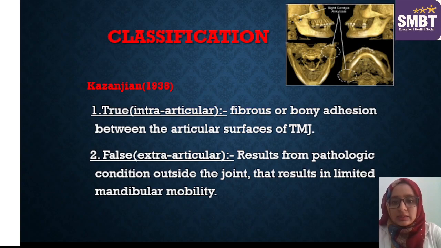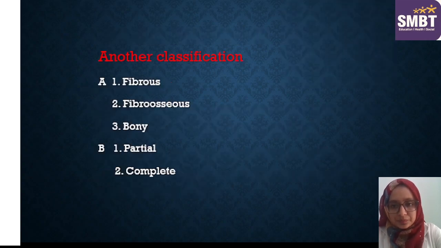Kazanjian in 1938 classified ankylosis into two parts, that is true and false. True is also known as intra-articular, which means a fibrous or bony adhesion between the articular surfaces of the TMJ. Now false ankylosis, also known as extra-articular ankylosis, results from a pathologic condition outside the joint that results in limited mandibular mobility.